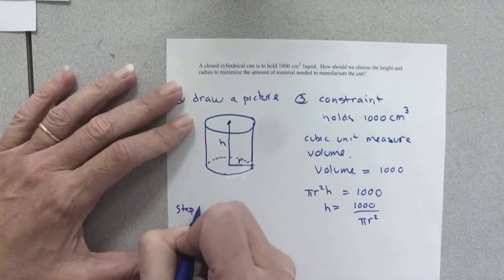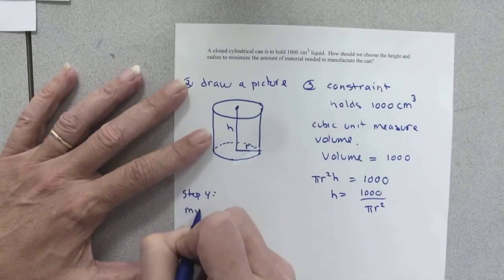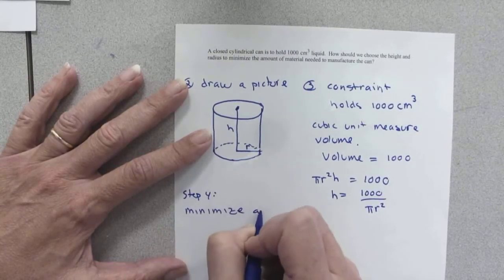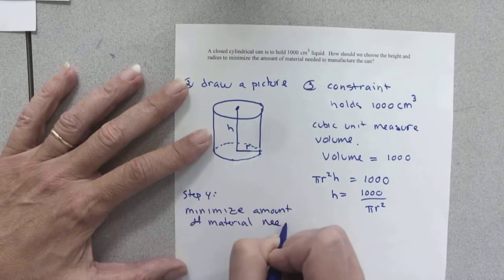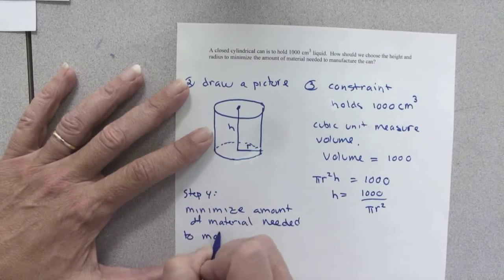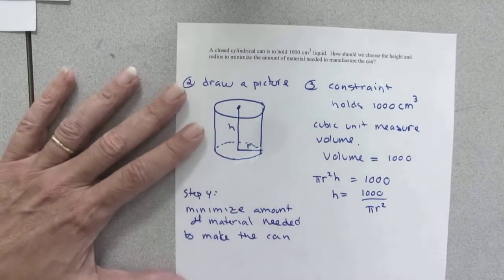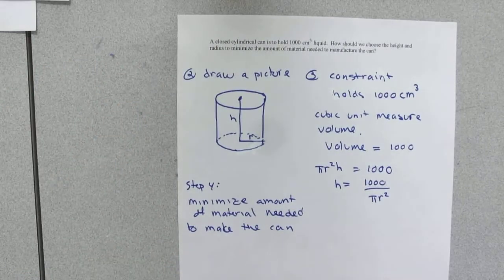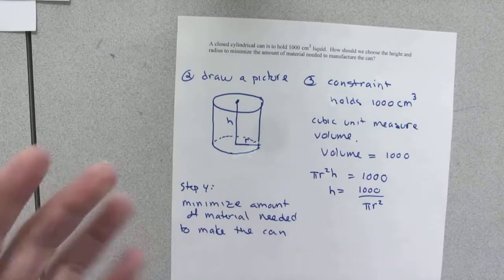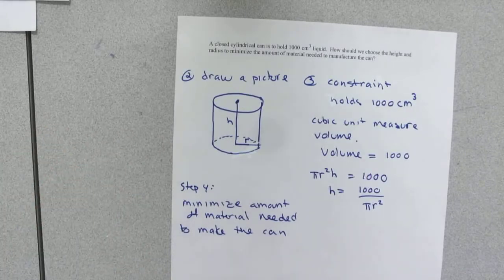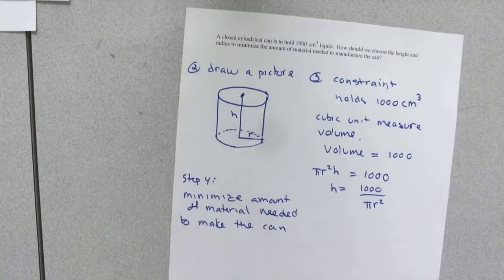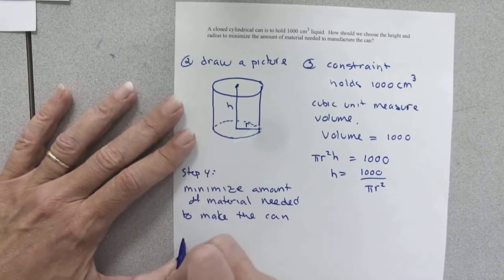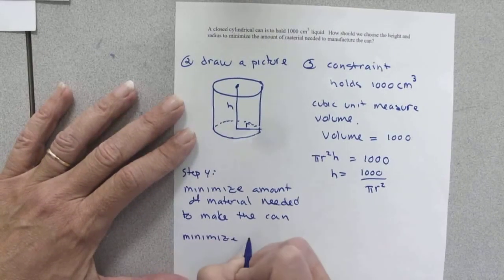And then step 4, we are supposed to minimize the amount of material needed to make the can. So we've got to decide what that means. The amount of material needed to make, we'll call it the side of the can, top and bottom. All the stuff to make all those surfaces: the surface of the top, the surface of the bottom, and the surface of the side. Surfaces, this is telling us to minimize the surface area.